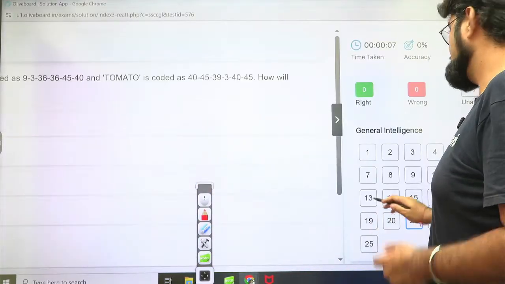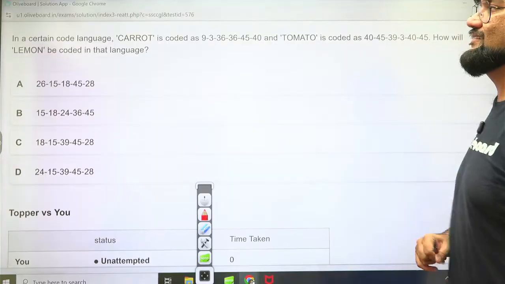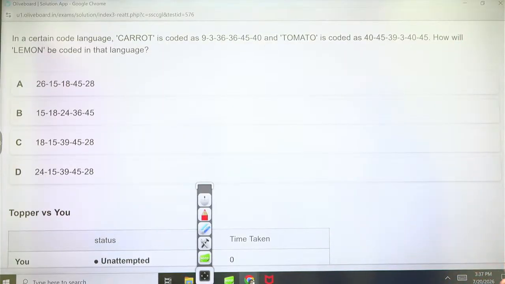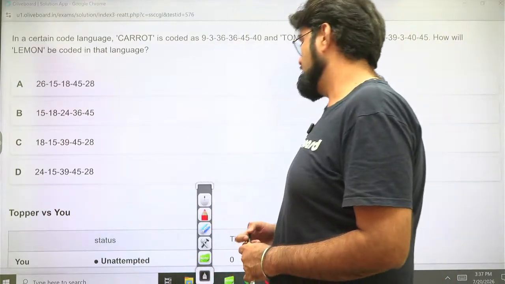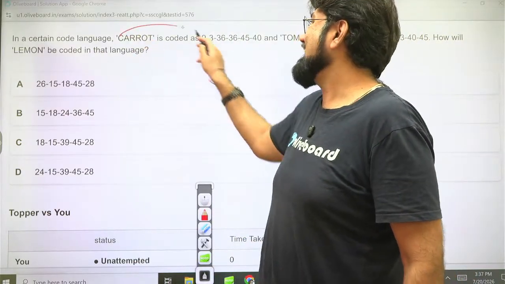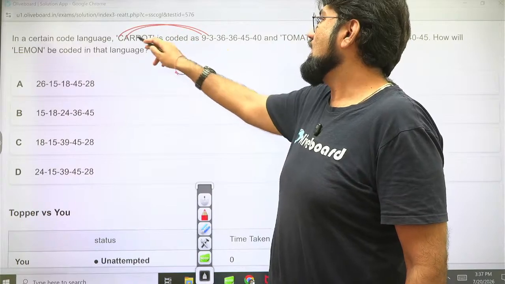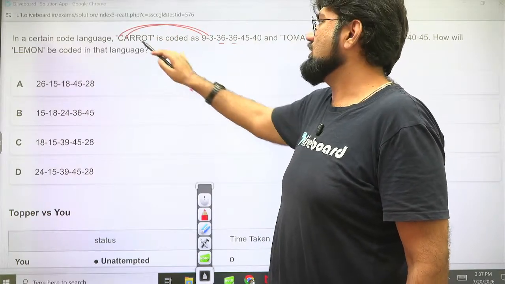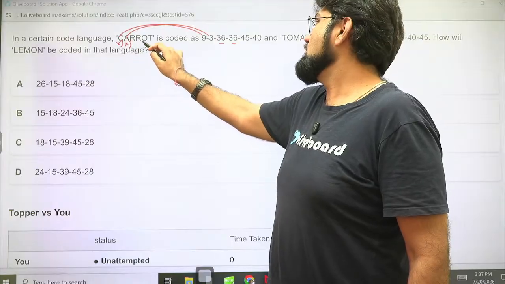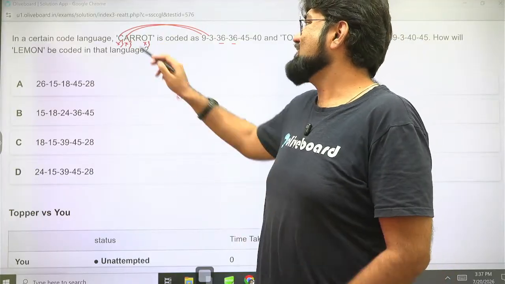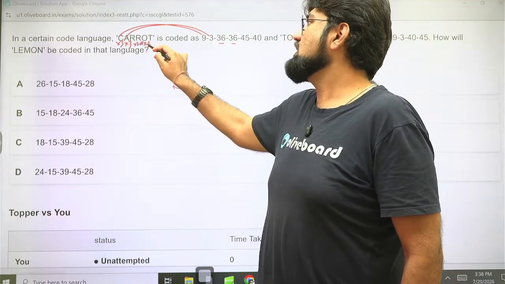Very nice. Next. In a certain code language, carrot is coded as this, tomato is coded as this. How will lemon be coded? Now here, if you look at this code, we will first go corresponding. So C and 9, A and 3, R 36. So this will give you the hint. C is being multiplied by 3, A is also being multiplied by 3, O is being multiplied by 3. But the problem is R is multiplied by 2 here and T is also multiplied by 2.